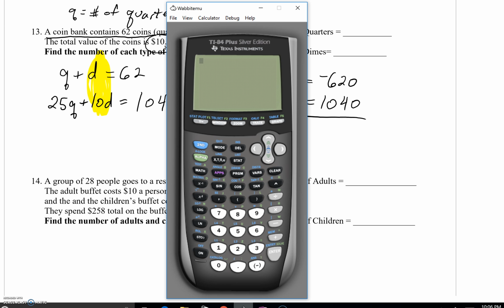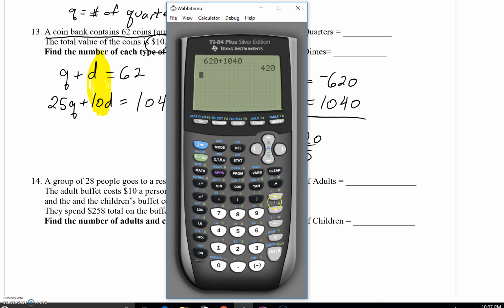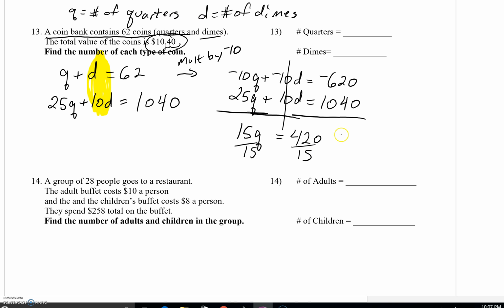And of course, if we were to get some help with the calculator, negative 620 plus 1,040. Well, you can even do that quickly without a calculator, of course. 420. Divide by 15. You can just hit divide by 15 right now. You'd get 28. Now, what you know is you have 28 quarters.